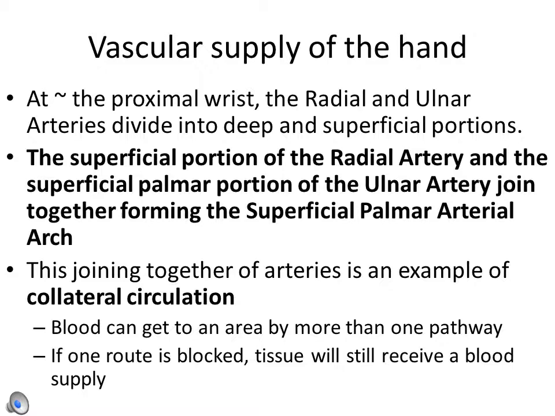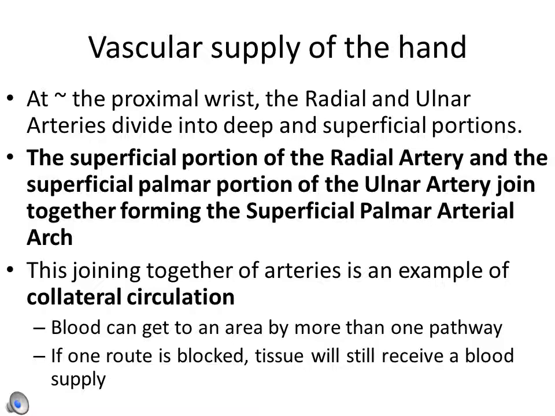Vascular supply of the hand. At about the proximal wrist, the radial and ulnar arteries divide into deep and superficial portions. The superficial portion of the radial artery and the superficial palmar portion of the ulnar artery join together, forming the superficial palmar arterial arch.